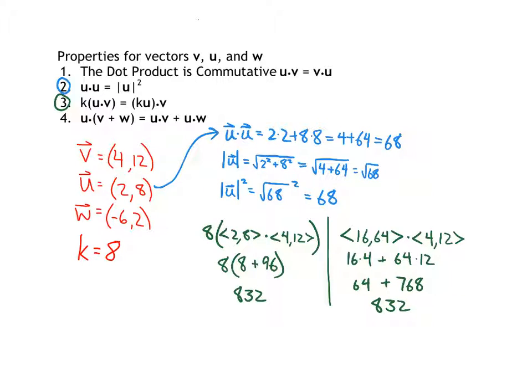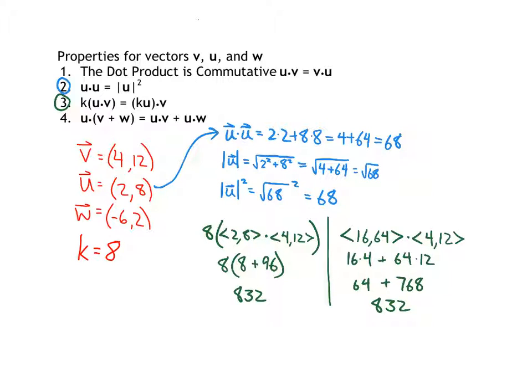And then the last one is another pretty simple one. It's just a matter of the distributive property. The distributive property works when you have dot multiplication. So u dotted with the result of v plus w is the same thing that I would get if I did u dot v plus u dot w.